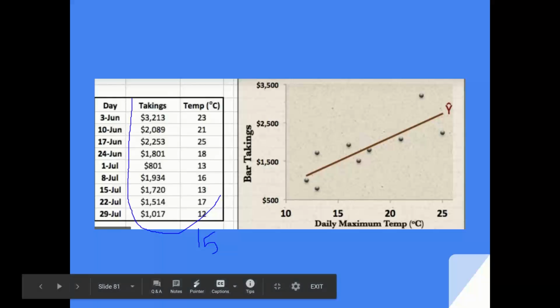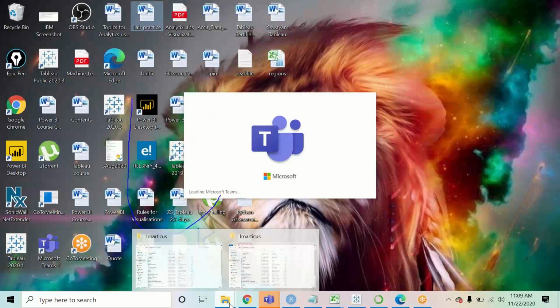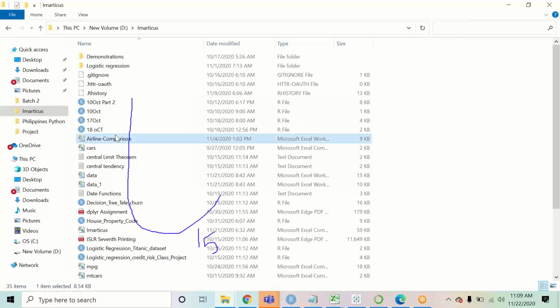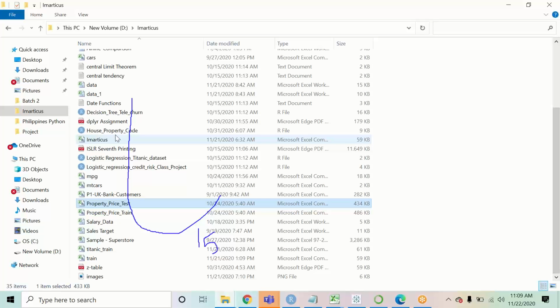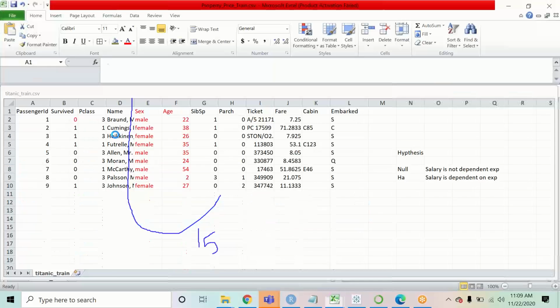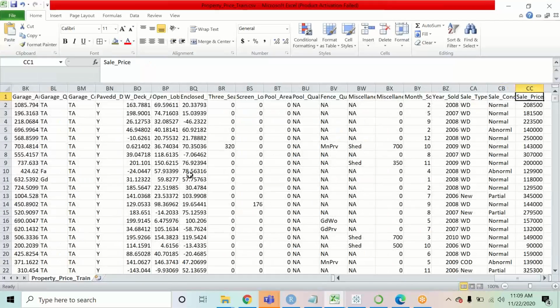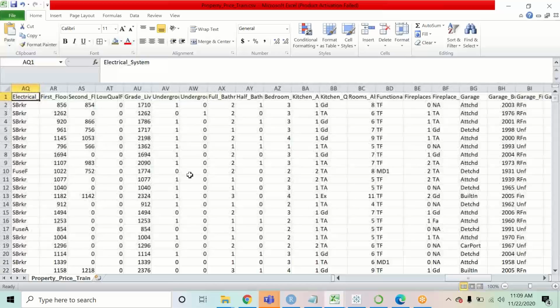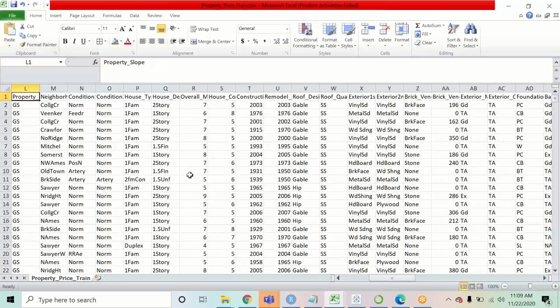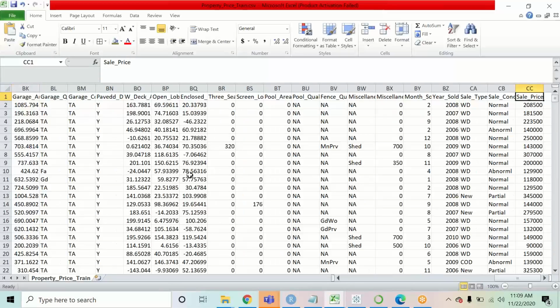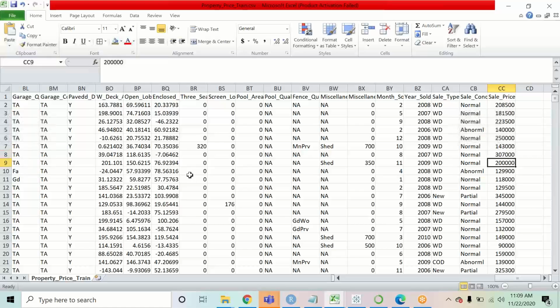Now let me show you something over here. This is the data that I have. You wanted to see a huge amount of data, so I'm showing you this huge amount of data. This is a project that we will be doing in the class as well. This is data related to houses, and over here you want to predict the house price.